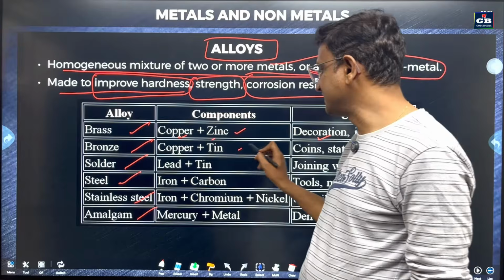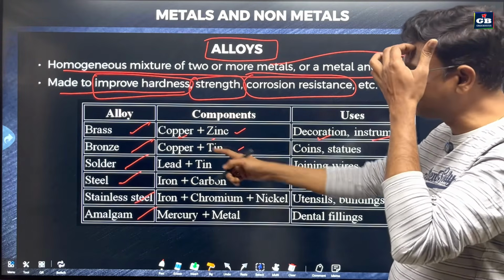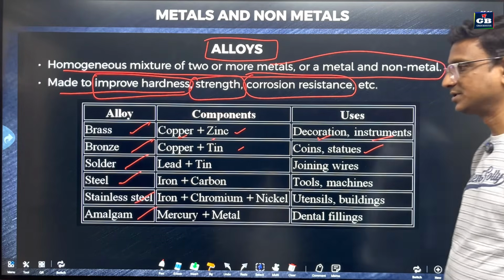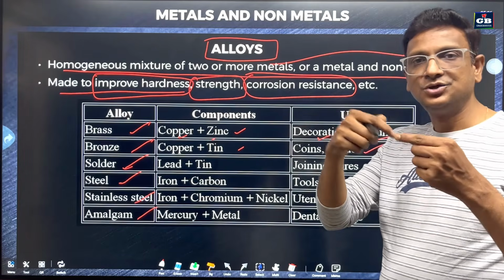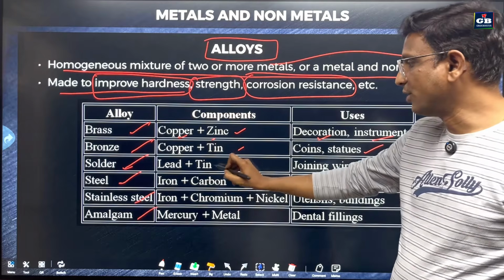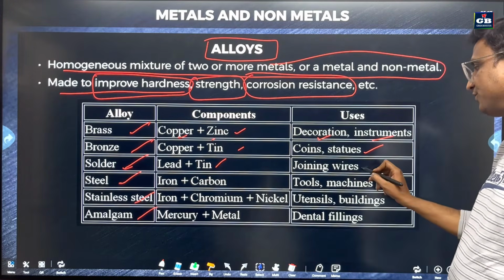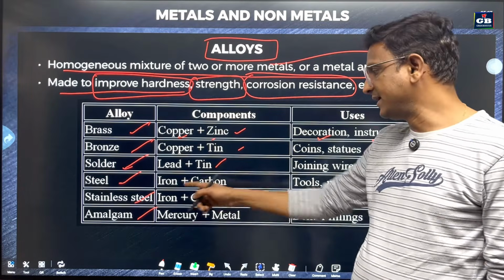Bronze, copper plus tin. By mixing copper and tin, we can make bronze. They are used in making coins and statues. Solder. Solder wire is used to attach two wires in an electronic circuit, soldering. It is made of lead and tin, a mixture of lead and tin, and it is used for joining wires.